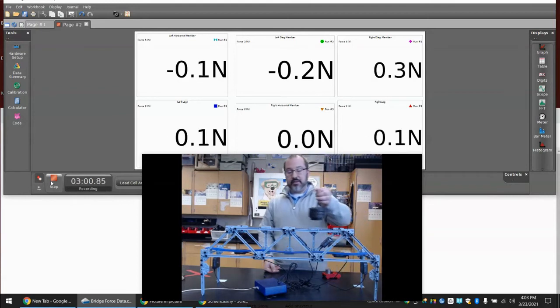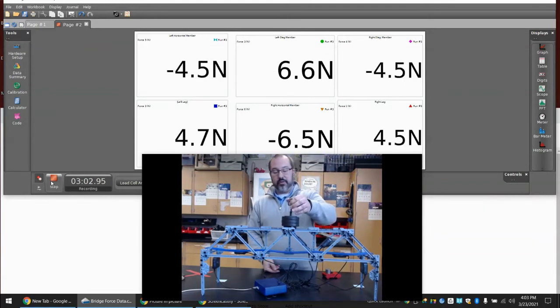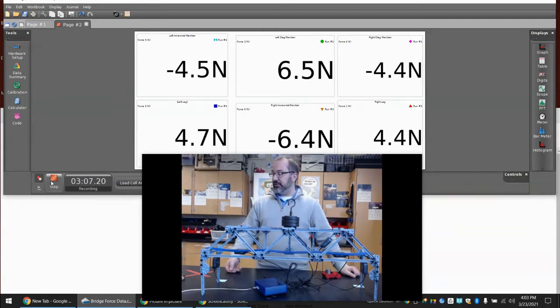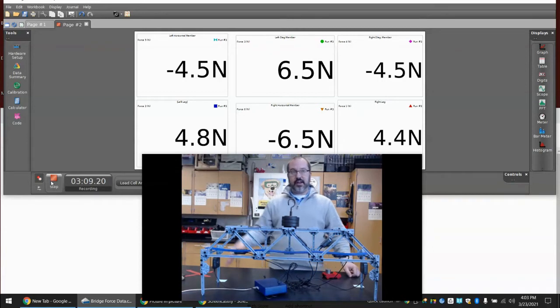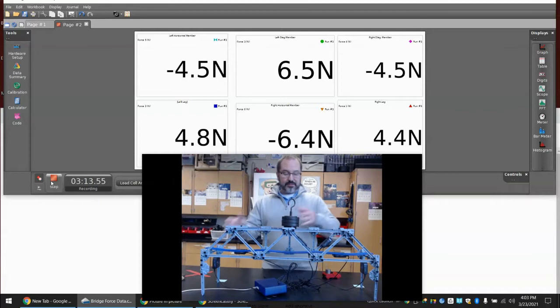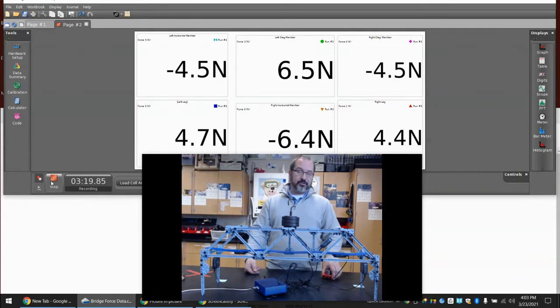When I place it right in the middle, the forces are pretty well balanced. Each side seeing about 4.5 newtons of force. You can see that on there, the bottom left and the bottom right. So where the mass is located determines the amount of force on each of the supporting members. Members is a fancy word for the sticks or beams that are carrying the load.